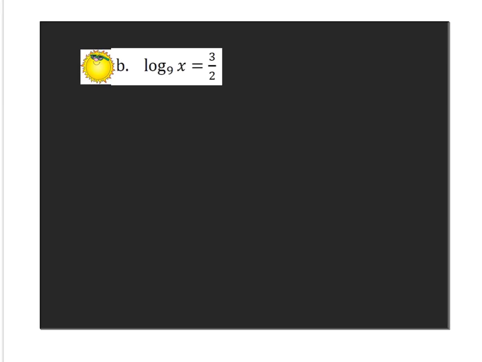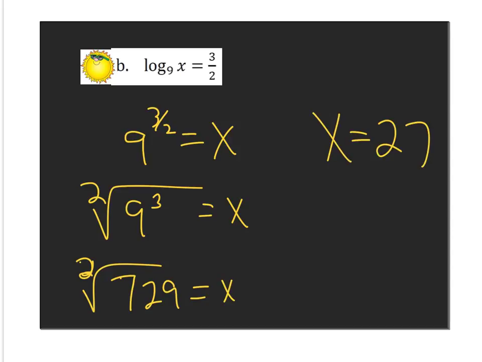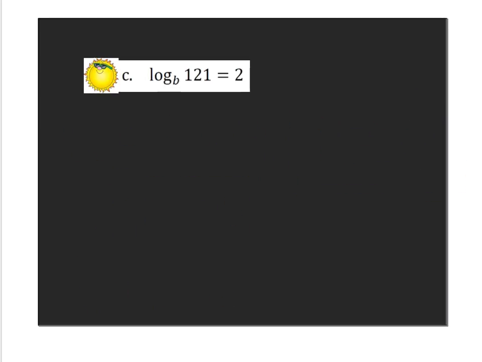So log base 9 of x equals 3/2. So this is saying 9 to the 3/2 power equals x. So this is saying take the square root of 9 to the 3rd. So when I do that, I get 27. There's my answer. But notice, the most important part here is the setup.